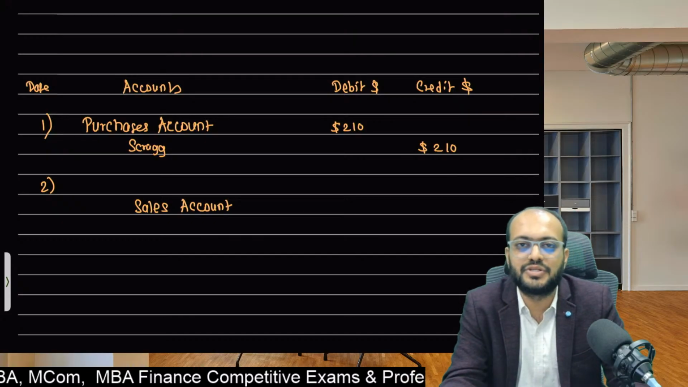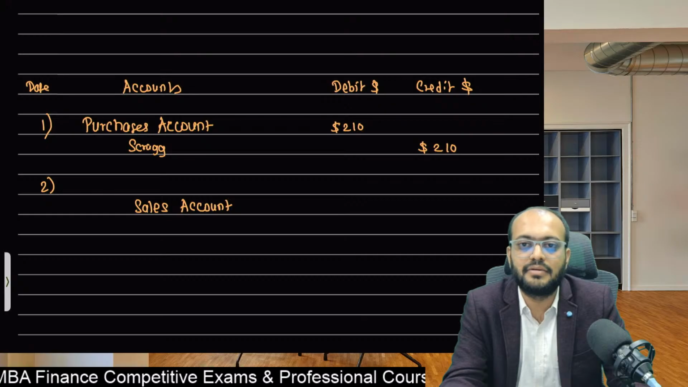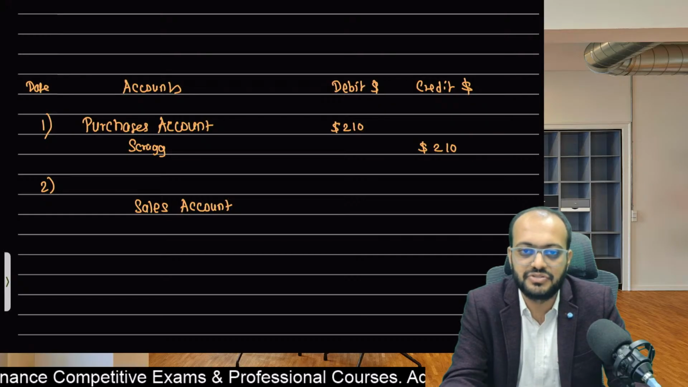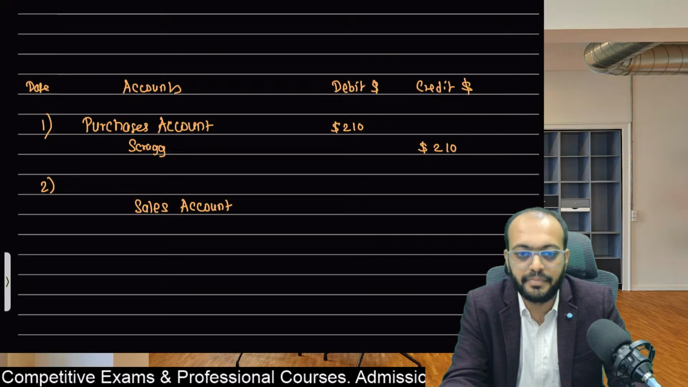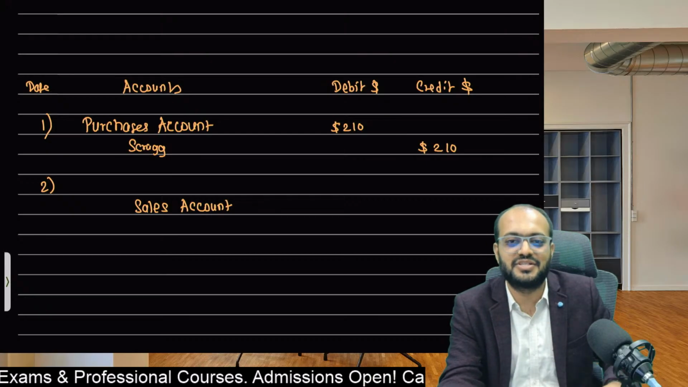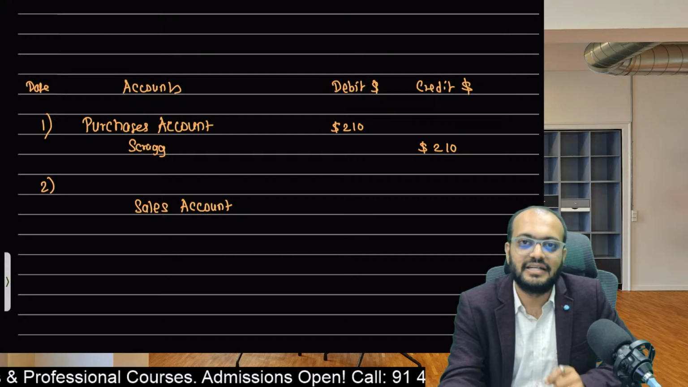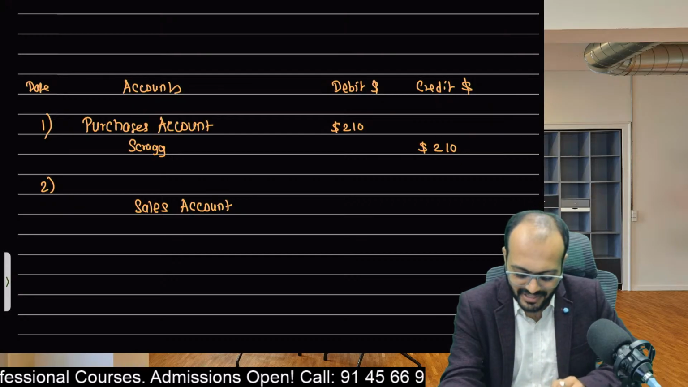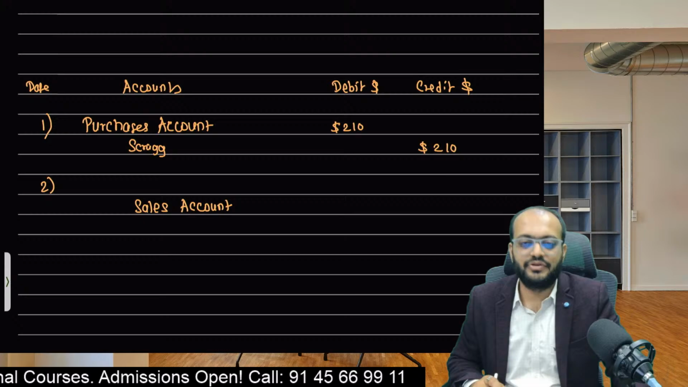Suppose you are typing on your computer, and rather than giving spaces, you just press tab, so it leaves a large space, right? So just imagine that you are pressing a tab here. Okay, so now the sales account is created, of course.